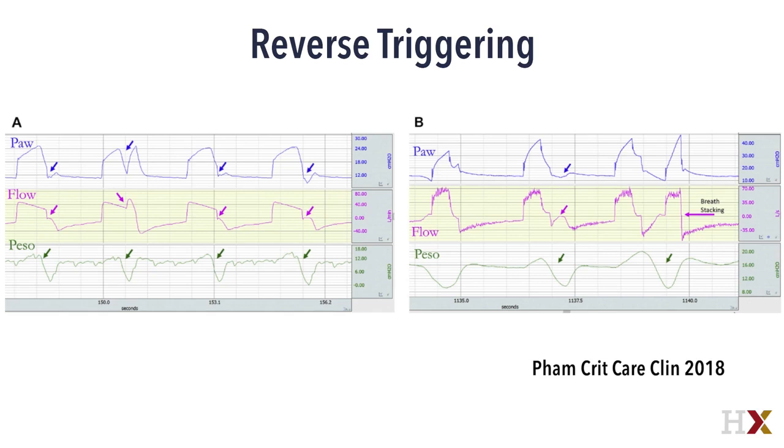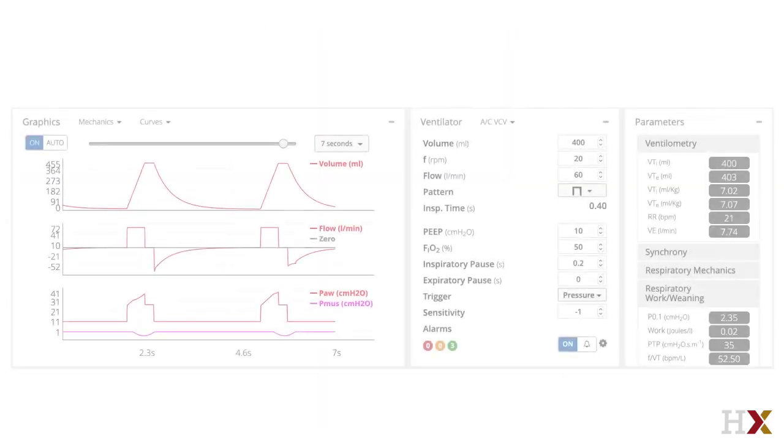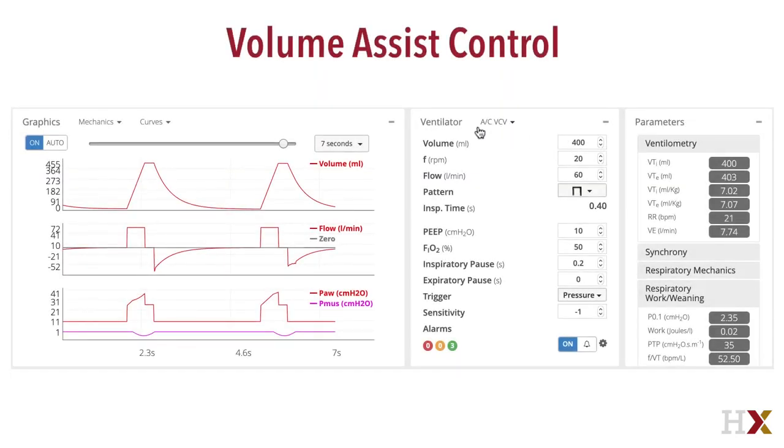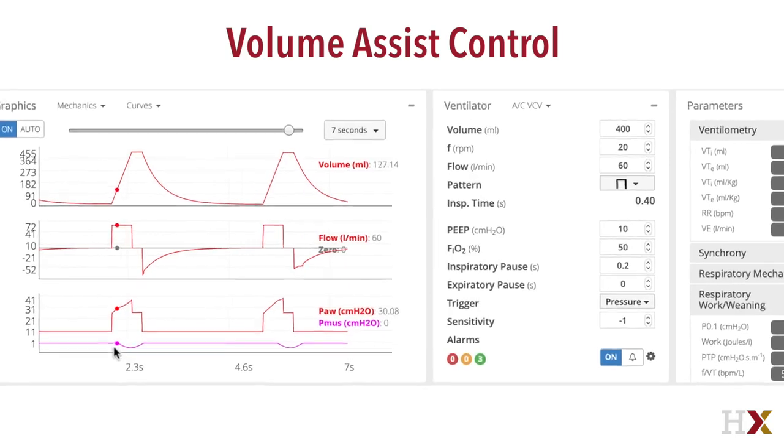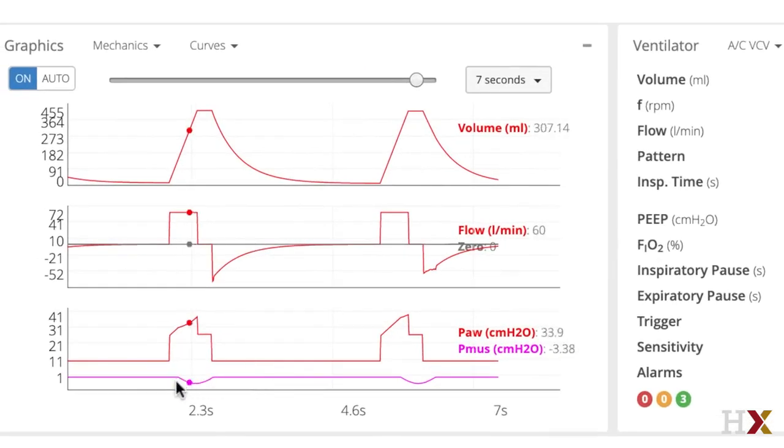Now let's demonstrate. The first thing to do is to see, is this reflex or just bad timing? If you look at this paused waveform graphic here, this is volume assist control. You can see the effort is represented by this pink line here. And the machine delivers a breath, and the patient responds with an effort afterwards. Now in volume assist control, you're looking for changes in pressure. So you can see this scooping that occurs here, but not at the beginning of the breath. So this could be classified as a reverse trigger.